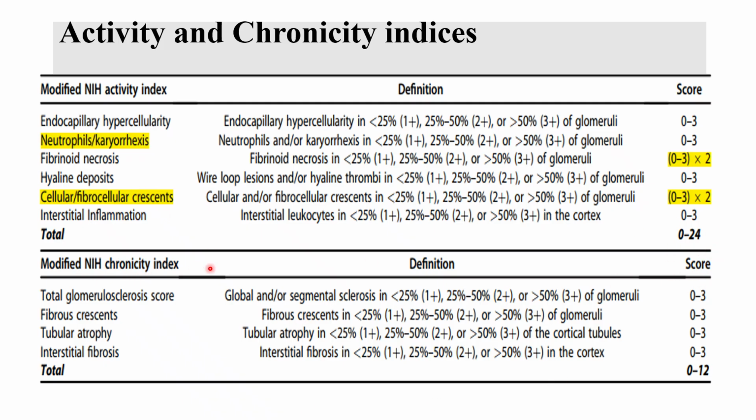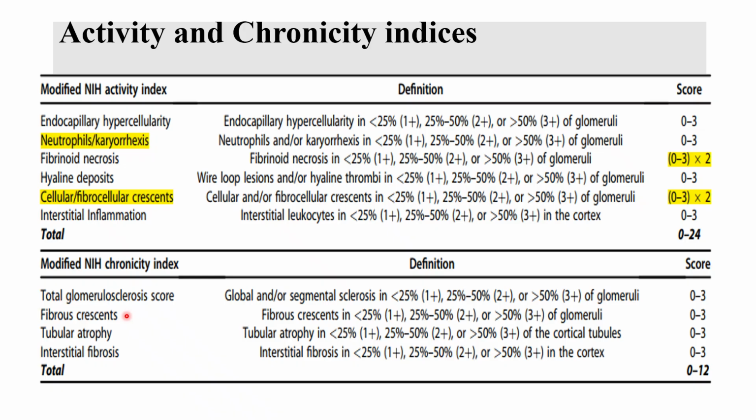Now coming to the chronicity index, the total score is 12 and there are 4 parameters. First one is total glomerulosclerosis score. Second is fibrous crescent, then tubular atrophy and interstitial fibrosis. In the activity index, we calculated the cellular and fibrocellular crescent, but in the chronicity index, we are saying the fibrous crescent.